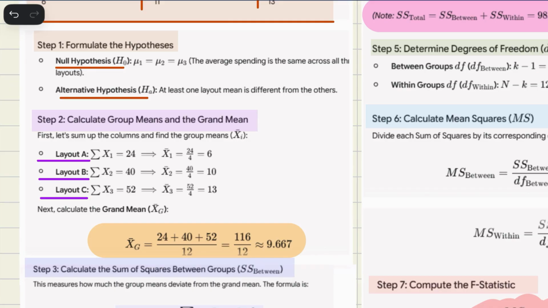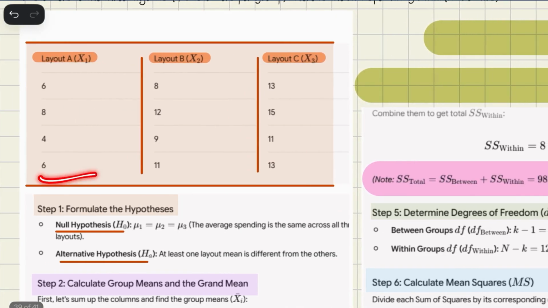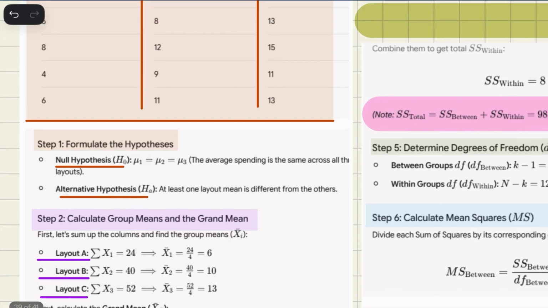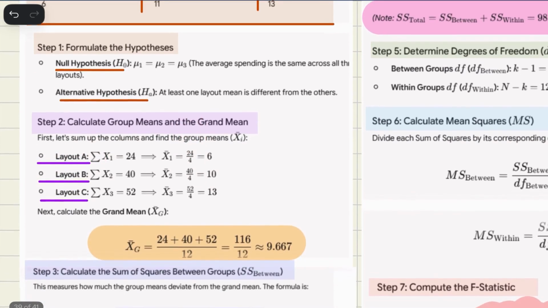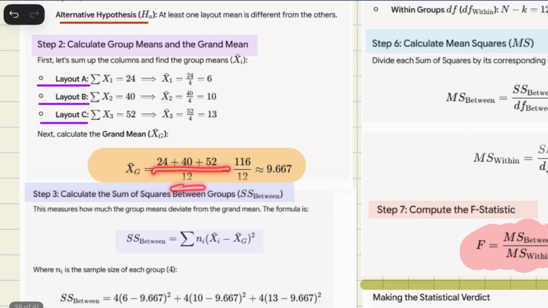So what is the grand mean? We get 24 plus 40 plus 52, divided by 12, where we get 9.667. Our sample size was 12, and our totals were 24, 40 and 52. The total is 24 for layout A, 40 for layout B, and 52 for layout C. We divide these by 12, which is the sample size of people, so we get 9.644. This is the grand mean.